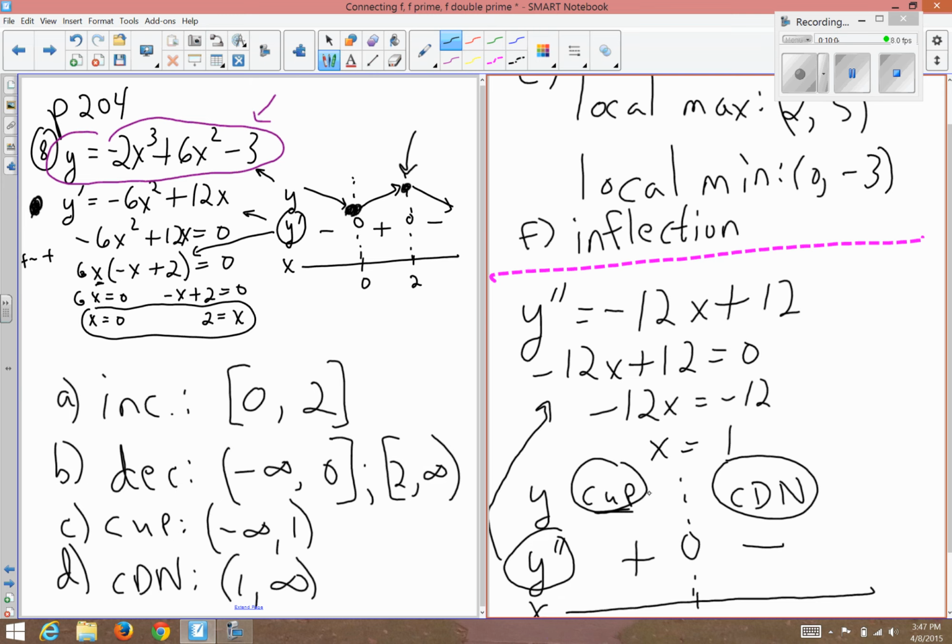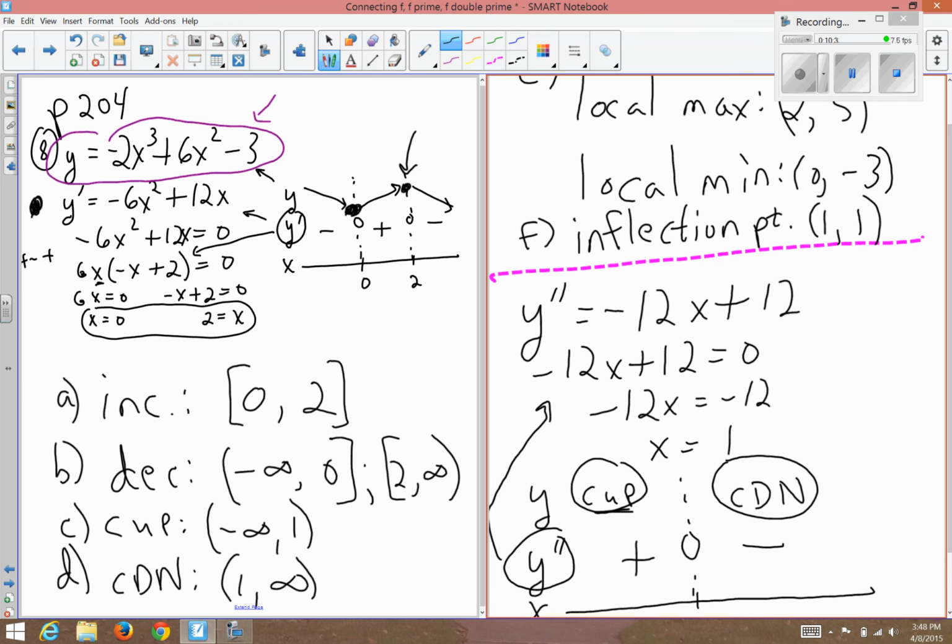the x-coordinate where it changes is 1. The y is found by plugging 1 in here. Over here in the purple, that's what y equals. Plug in 1. When x is 1, 2 times 1 cubed plus 6 times 1 squared minus 3, that's 1 also. So there's the inflection point, 1, 1.